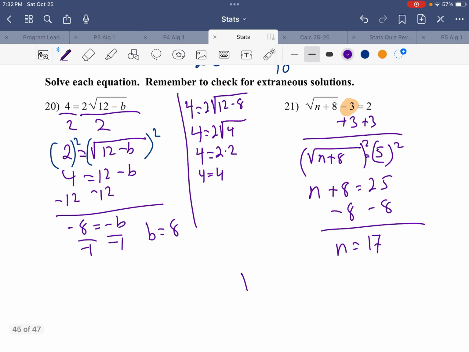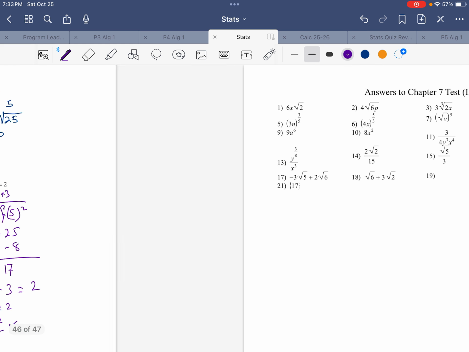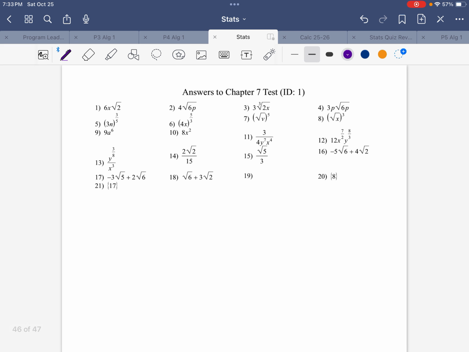17. The square root of 17 plus 8 minus 3 should be equal to 2. The square root of 25 minus 3 is equal to 2. 5 minus 3 is equal to 2. 2 equals 2. And so that is the last question on the test.